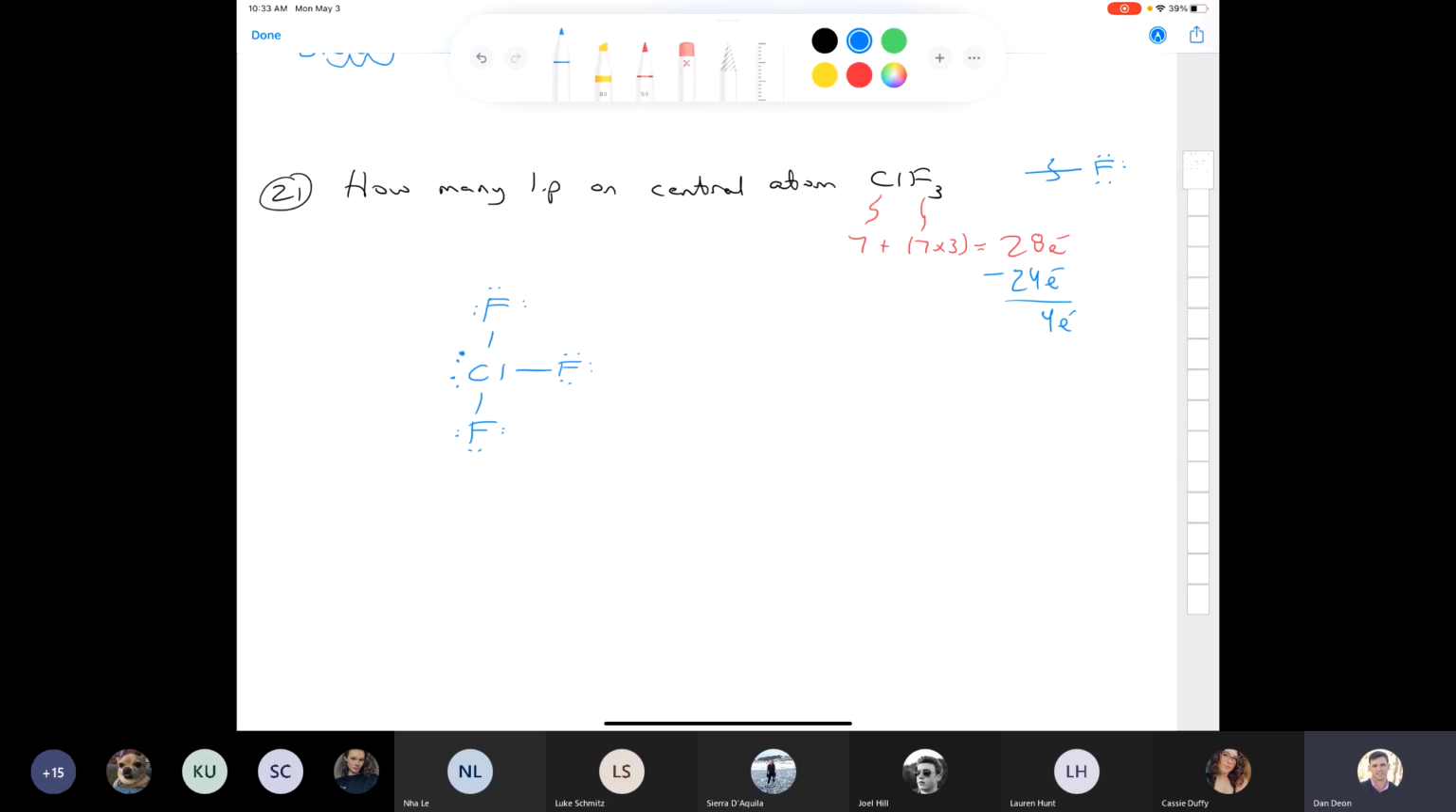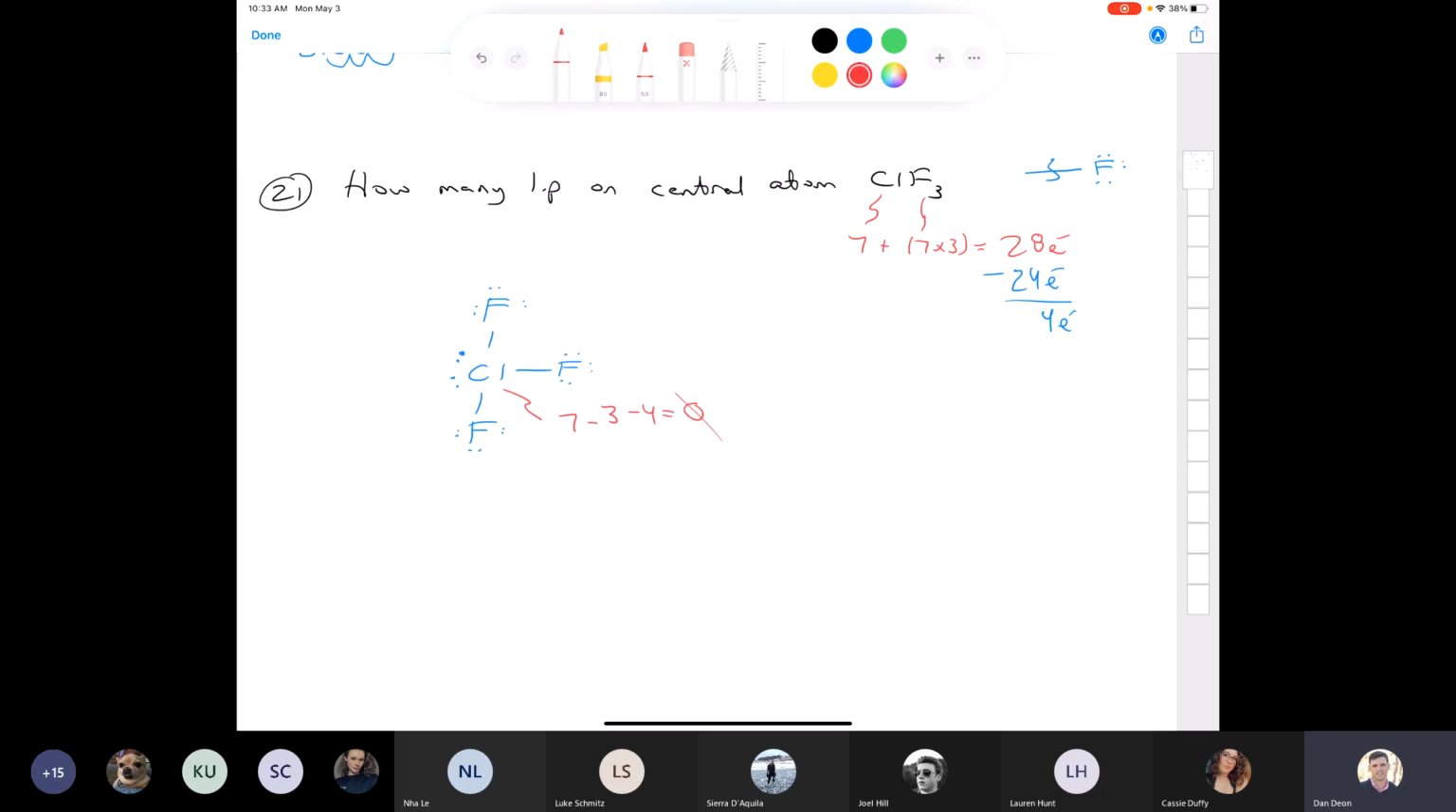Now the chlorine is exceeding an octet, but that's okay because chlorine is in period 3. It can exceed the octet rule. Also, you can double check the formal charge on the chlorine. Chlorine has 7 valence electrons, subtract 3 sticks and 4 dots. That gives it a formal charge of 0. So everything is good about this Lewis structure.